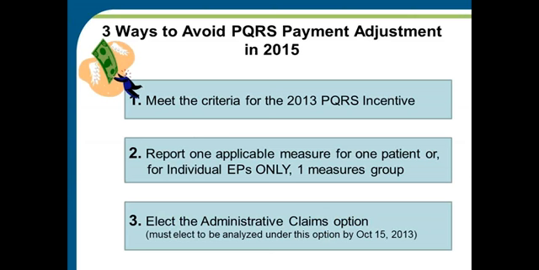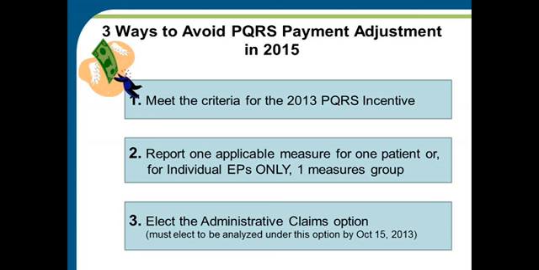So we've talked about how to satisfactorily be incentive eligible for the PQRS incentive. Now let's look at the 3 ways that you can avoid the payment adjustment in 2015. First of all, if you meet the criteria for the incentive, then you will automatically not be assessed for a payment adjustment. If you report in 2013 1 applicable measure on 1 patient, or for individual physicians, you report 1 measures group on 1 patient, you will avoid the payment adjustment in 2015.